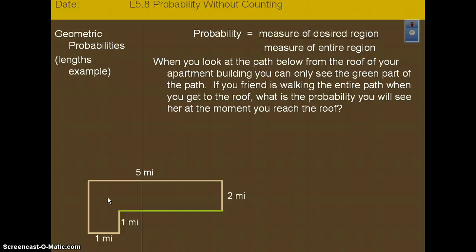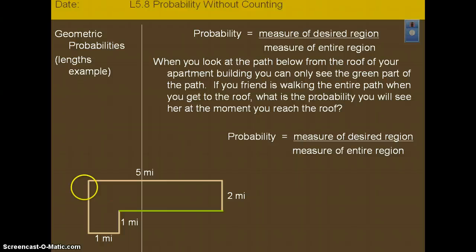So as we take a look here, remember probability is the measure of the desired region over the measure of the entire region. In this case, our desired region is this green portion right here. In order to find the measure of the green portion, we are going to have to consider that the entire length across the top of this path is 5 miles, and we can see that this portion here represents 1 mile, so we know that this indicates 4 miles.